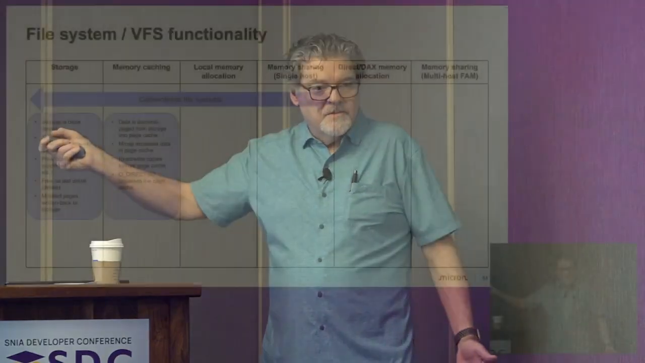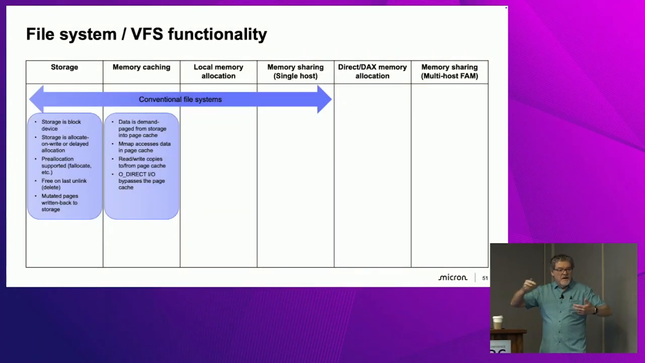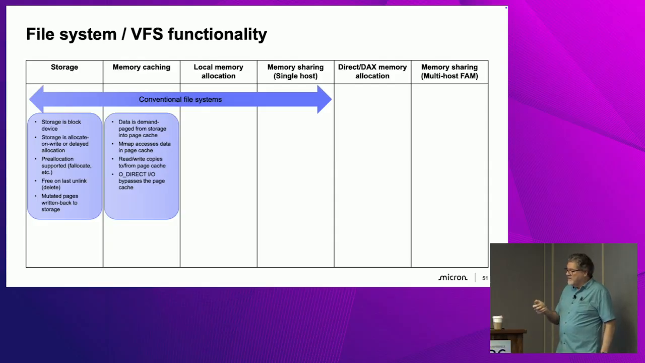So what does the file system in the VFS do for you? It maps storage, allocates storage. It does in-memory caching. It does local memory allocation for that caching. And it does memory sharing on a single host. So if you and I both mmap the same file, map shared, you can do it with a COW thing too. But if we both map it map shared, we see the same pages, and they may get paged in.